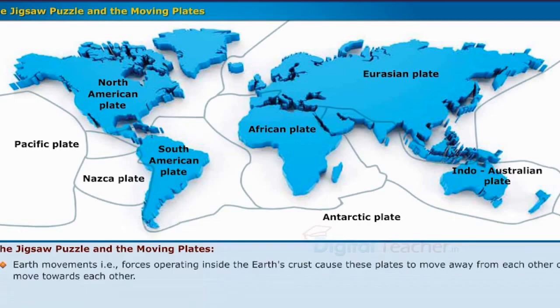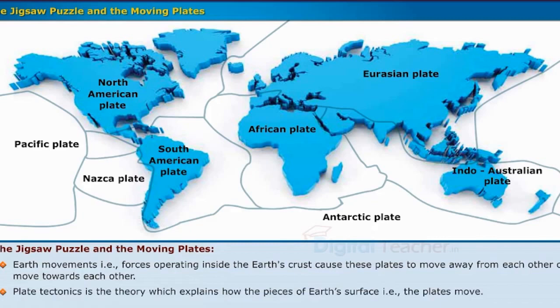Earth movements, that is, forces operating inside the Earth's crust, cause these plates to move away from each other or move towards each other. Plate tectonics is the theory which explains how the pieces of Earth's surface, that is, the plates, move.